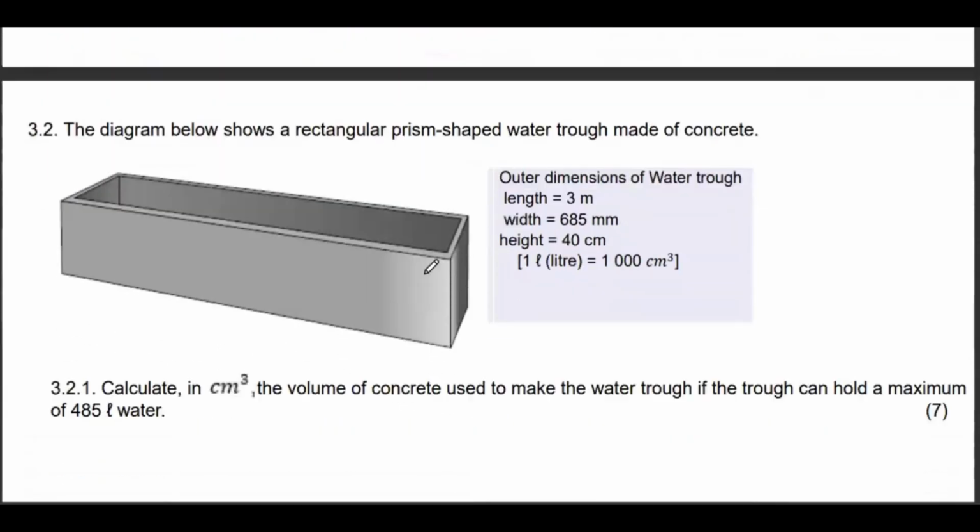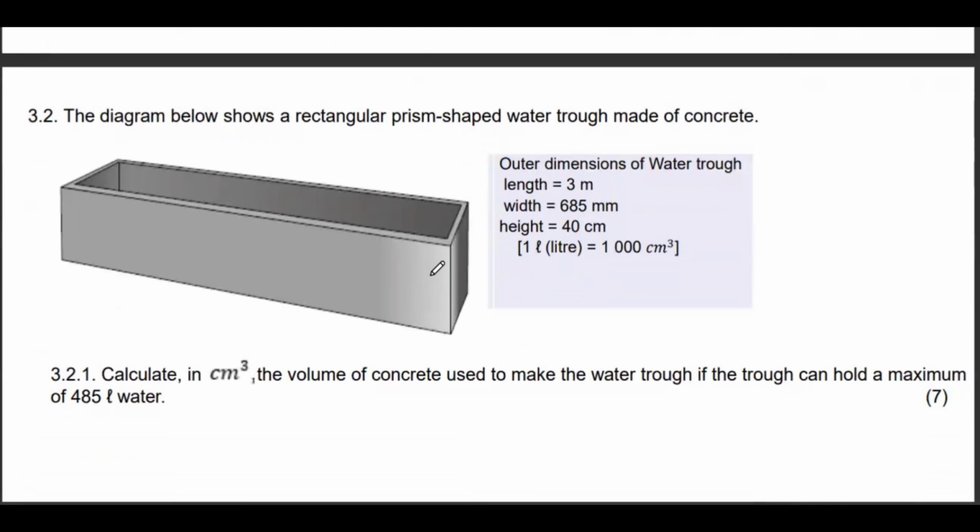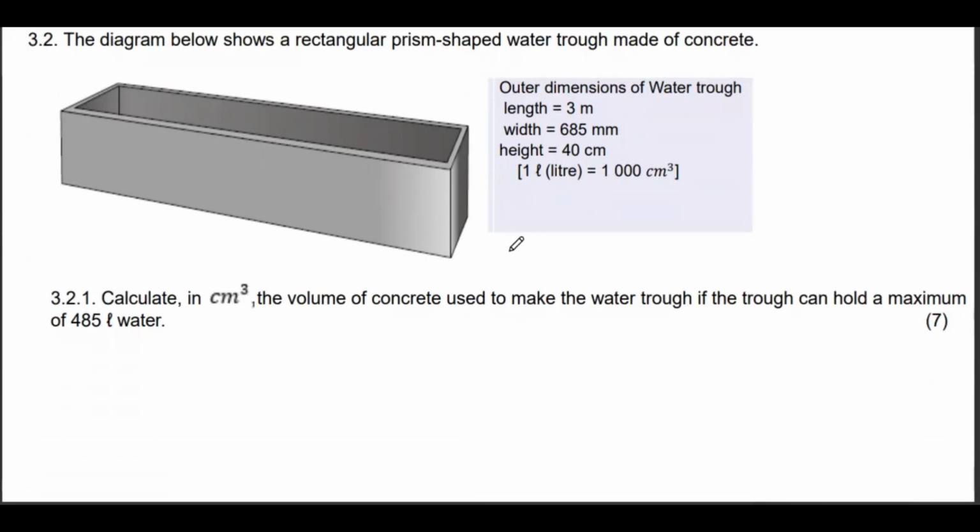All right, we go to volume. The diagram below shows a rectangular prism-shaped water trough made of concrete. Outer dimensions of the water trough are 3 meters, 685 millimeters, and 40 centimeters. 1 liter equals 1,000 centimeters cubed. Now, the trick here, whenever you see this, make sure that the volume is calculated using centimeter units. So the length has to change to centimeters, the width has to change to centimeters, the height is already centimeters.